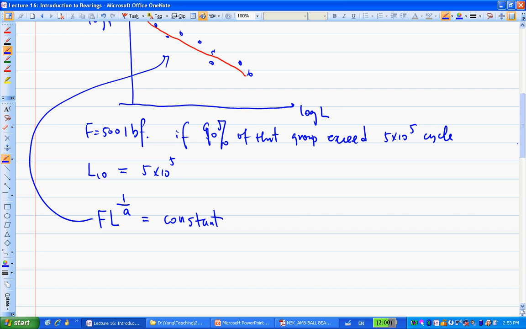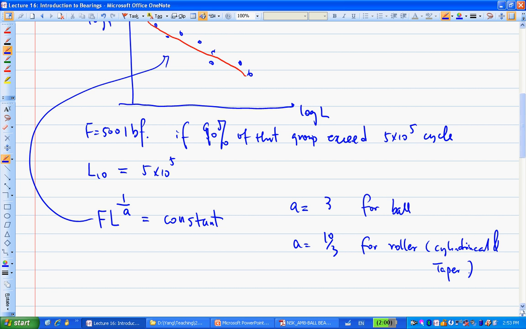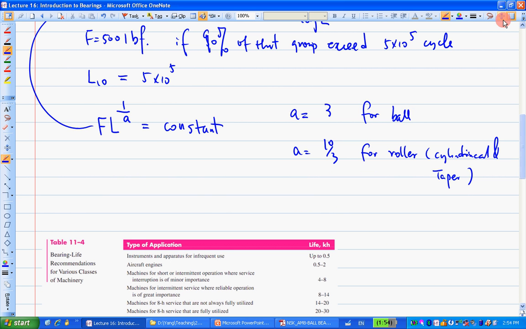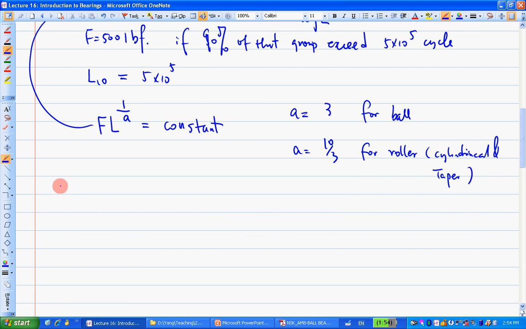Now, what is A then? The A is 3 for ball bearing, and A is 10/3 for roller bearing, including cylindrical and taper. So that's the A value. Is that good?